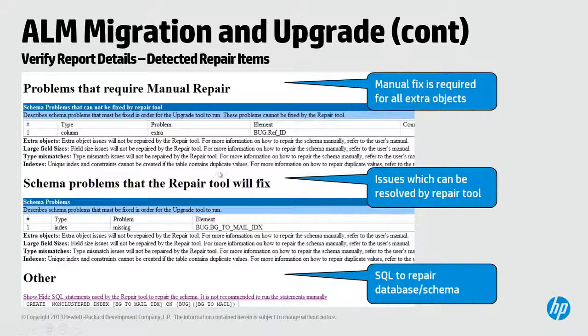This is a manual repair item. It's an extra field within the bug table. You either have to drop this field or you got to build an exception file, and I'll cover how to do that. This is when it's an automatic repair. It's an index that's missing.